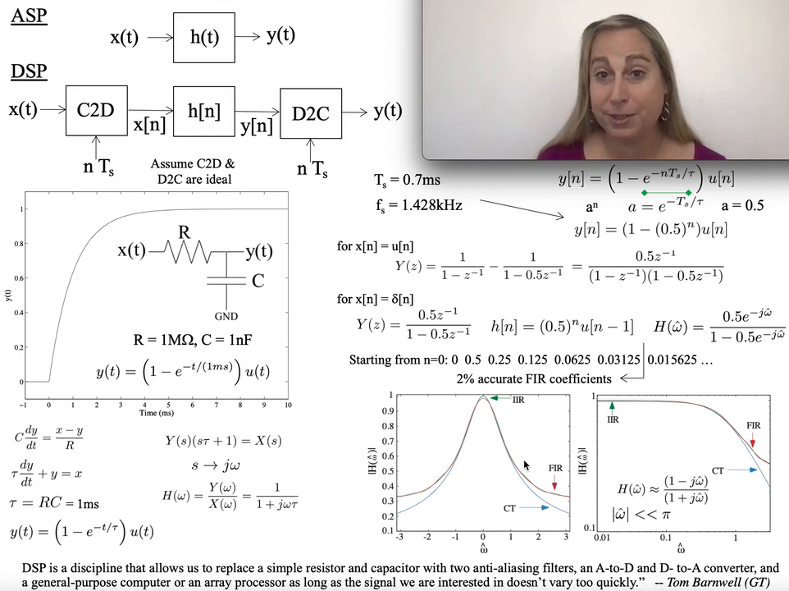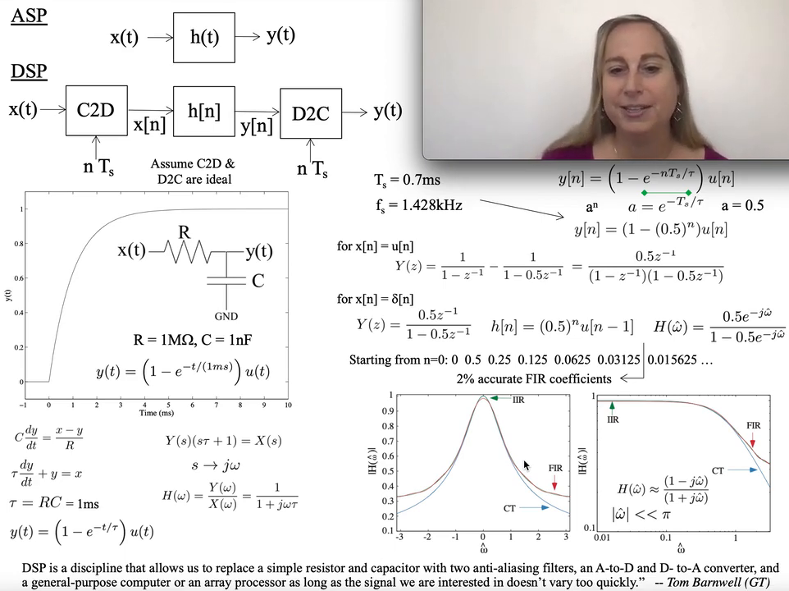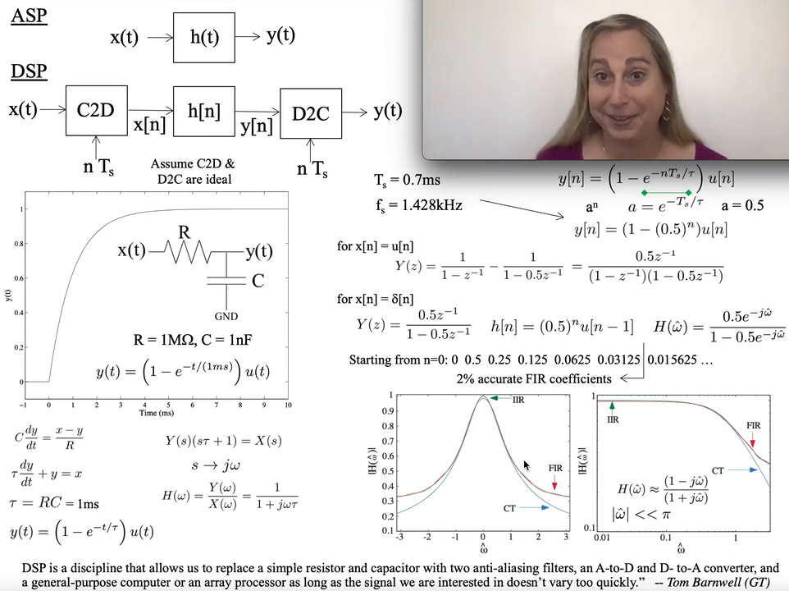And so it's really interesting, but I think in a way this illustrates a phrase from Tom Barnwell, who was one of the founders of digital signal processing early on. A little bit tongue-in-cheek, but a fair point, he made this comment that DSP is a discipline that allows us to replace a simple resistor and capacitor with two anti-aliasing filters, an A-to-D, a D-to-A converter, and a general purpose computer or an array processor, as long as the signal we're interested in doesn't vary too quickly. And this illustrates the point.